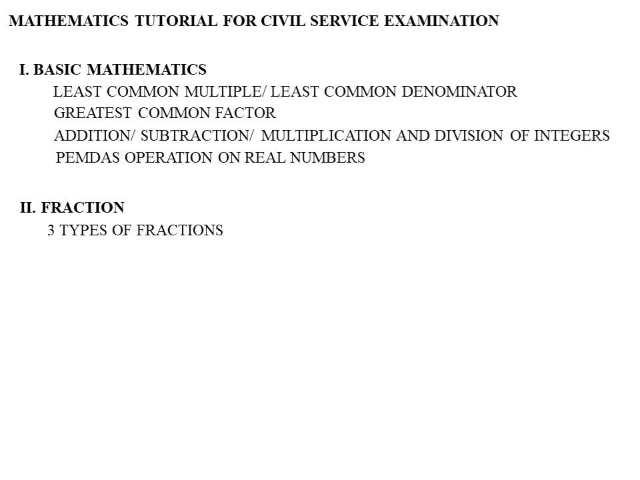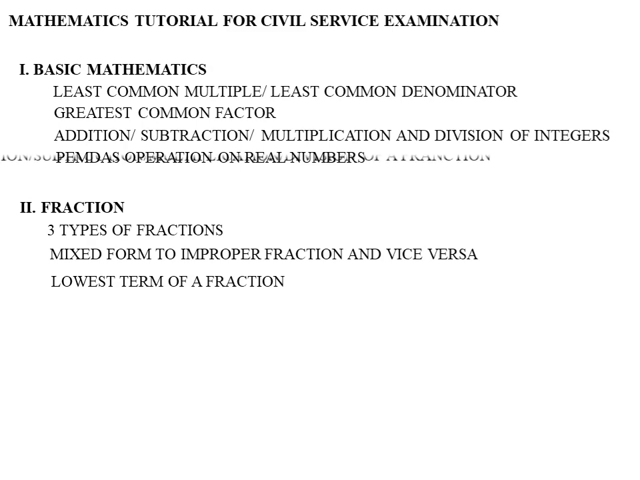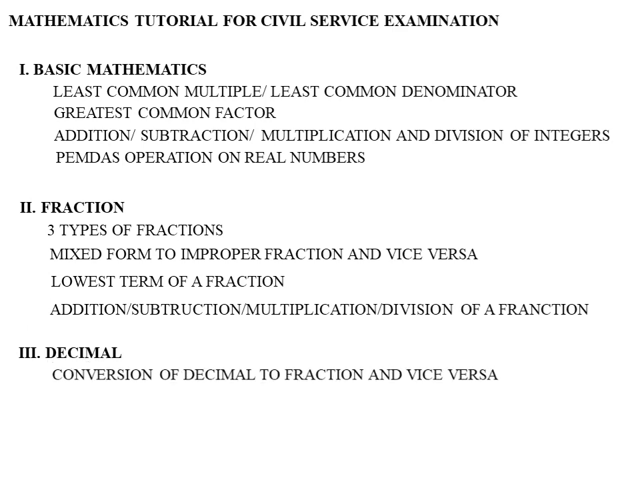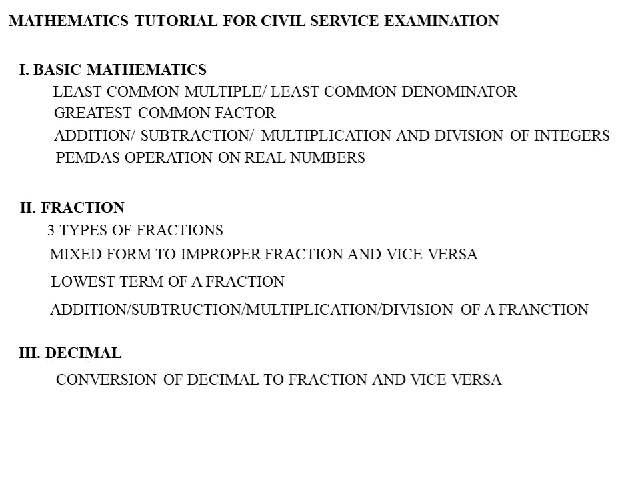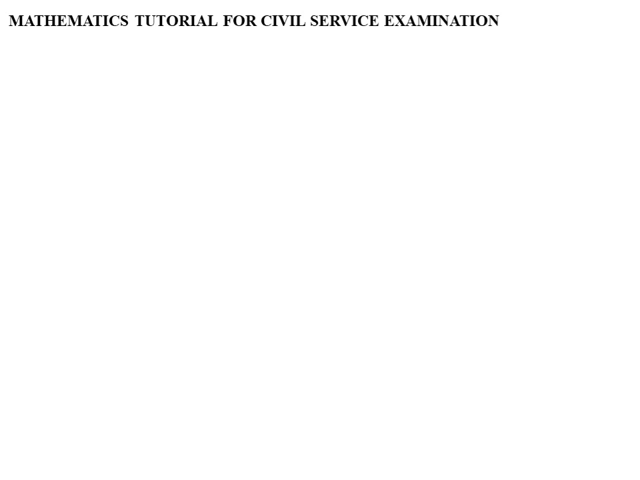Under fraction are the 3 types of fraction, the mixed form to improper fraction and vice versa. This is a conversion. And then the lowest term of a fraction. How do we find the lowest term of a fraction? And then the addition, subtraction, multiplication, and division. Third is the decimal. Under decimal is the conversion of decimal to fraction and vice versa, and addition, subtraction, multiplication, division of decimal.